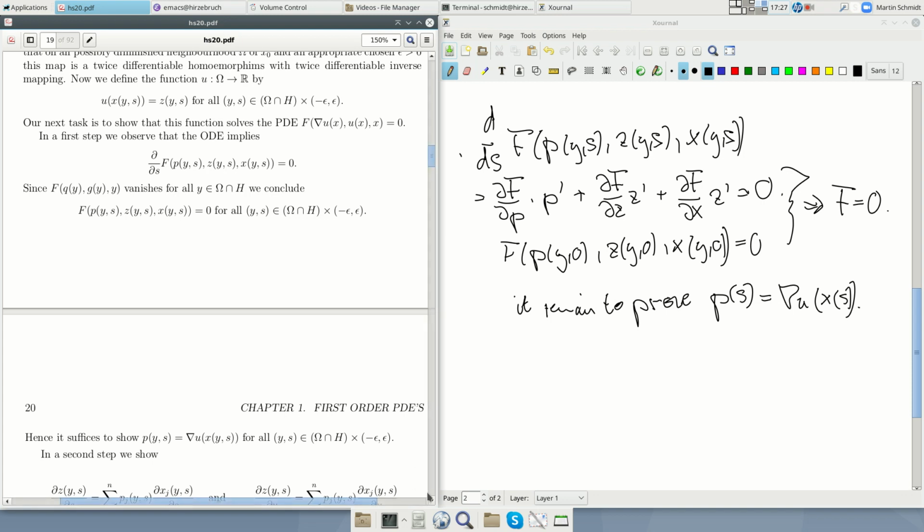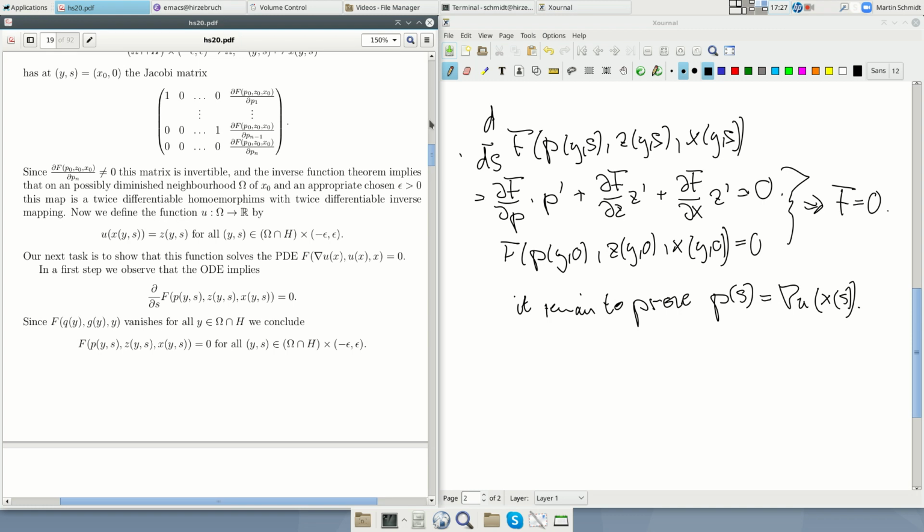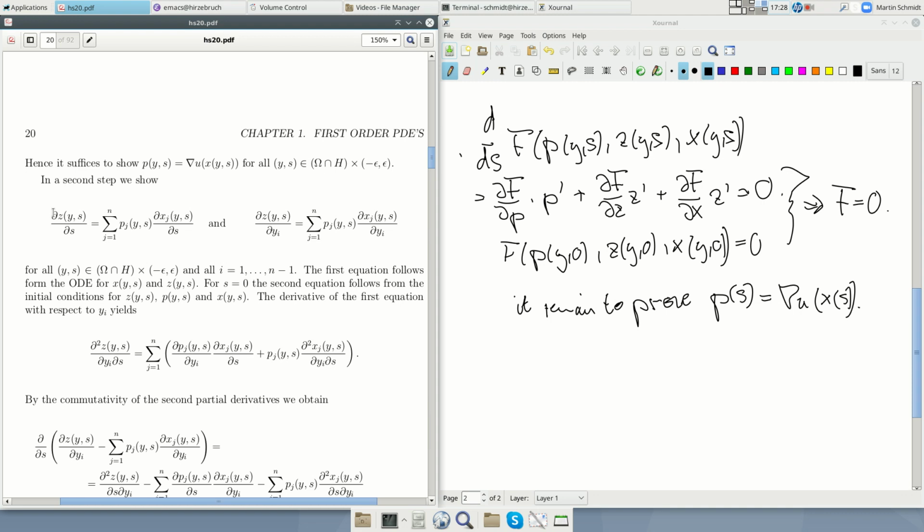Okay, how we do this? Now this is the first step. We know that this is 0. Now comes the second step. In the second step we need some preparation, and the preparation is that we show this equation and this equation. Afterwards we will see that if we know these two equations, then we can conclude this.